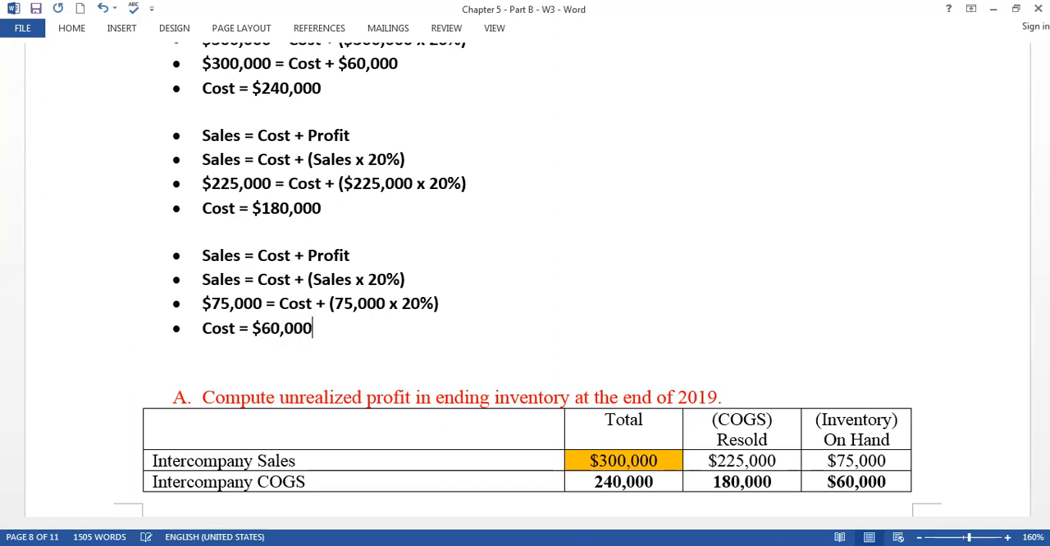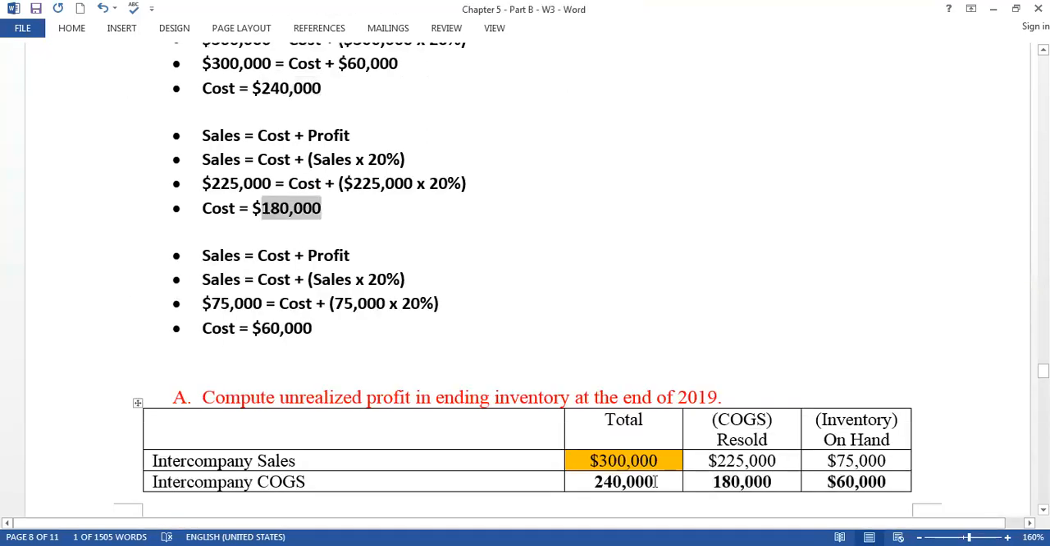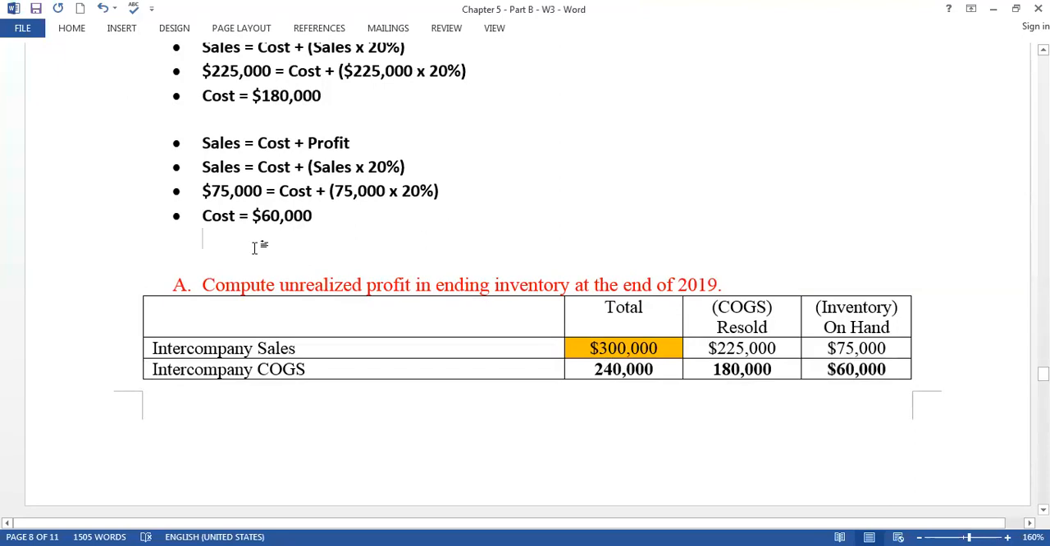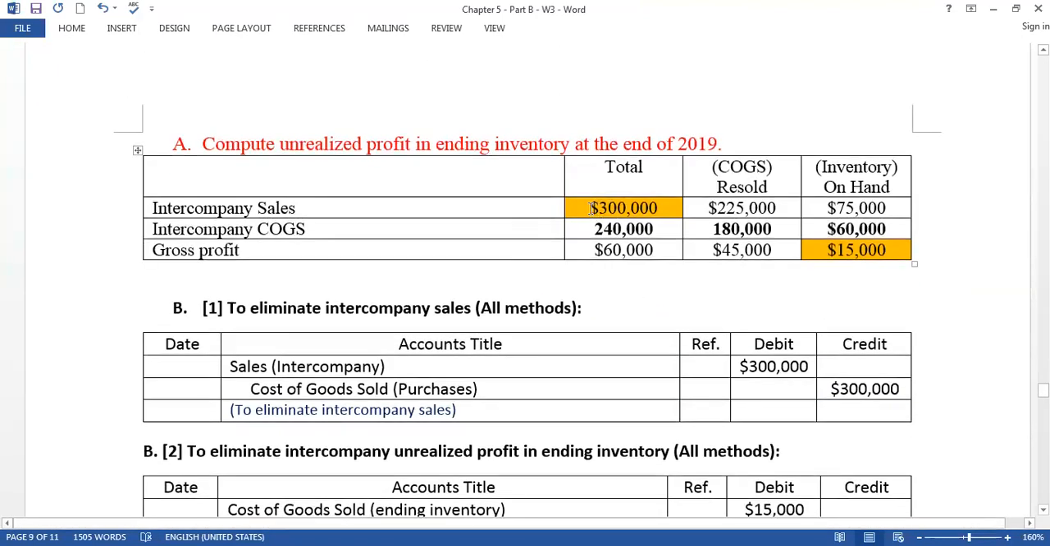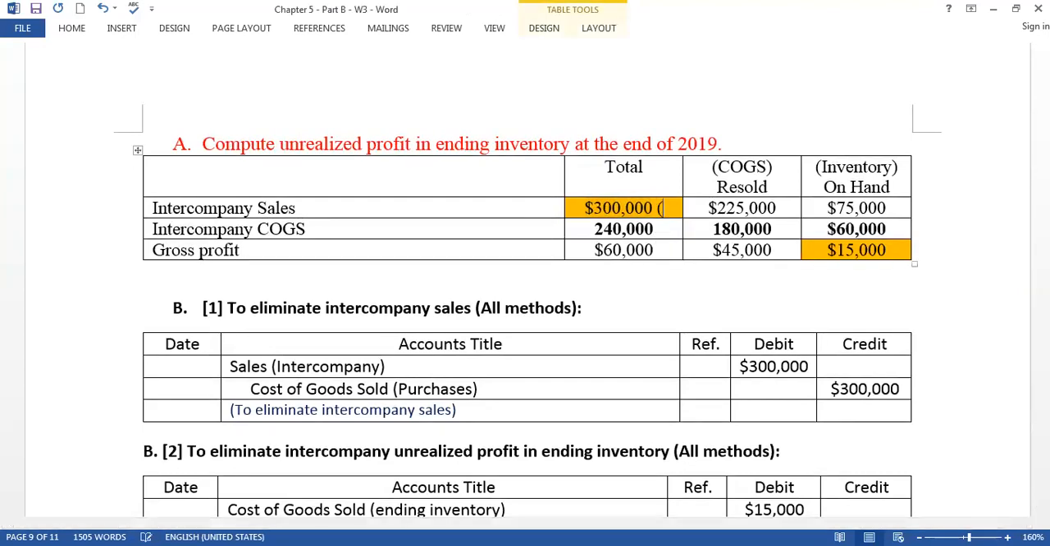So this kind of simple calculation you should do. Look here, I calculate 60,000 cost of goods sold, 180,000 cost of goods sold, and 240,000 cost of goods sold, because this is the sales amount. So this is the intercompany sale. This is our first journal entry.